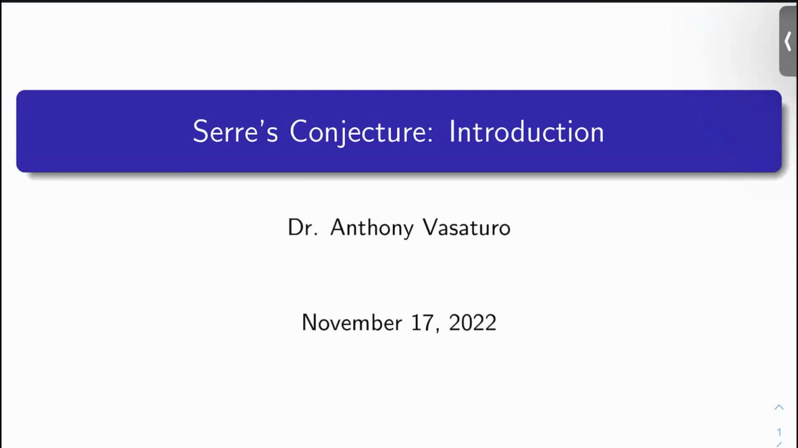Today, we are going to start chapter 7 of my notes, which loosely follows, among other things, chapter 7 of Cornell Silverman Stevens. This chapter is on Serre's conjecture. I'm going to give an introduction to some of the background needed to understand what's going on. In the next video, I'll give more of an introduction to the actual topic itself.